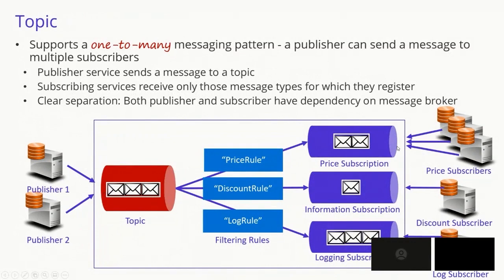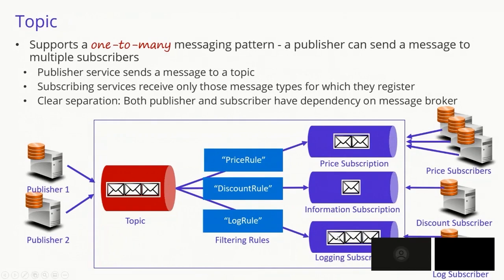So here's a price service. It has a pricing subscription. The discount service has a discount subscription. Here's the logging service, which has a logging subscription. So as we push messages into the topic, we look at metadata, and then the topic figures out which particular subscriptions get a copy of that message. So if that message is about price, then we push it into the price subscription, and we push it into the logging one, because the logging rule is give me all messages.